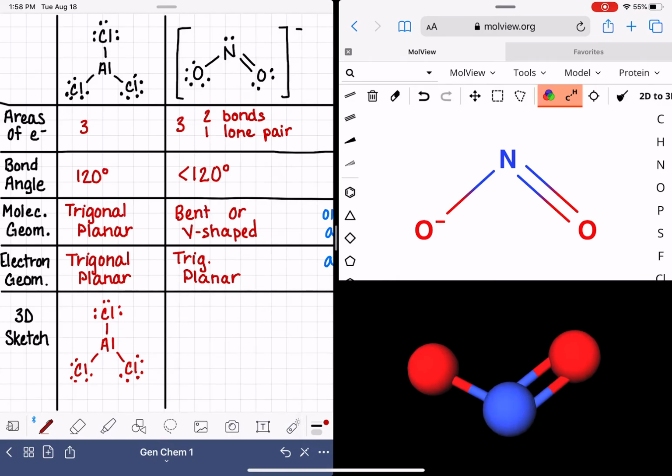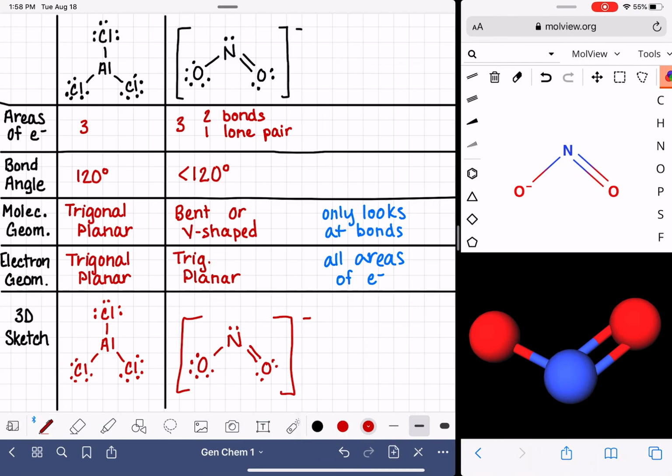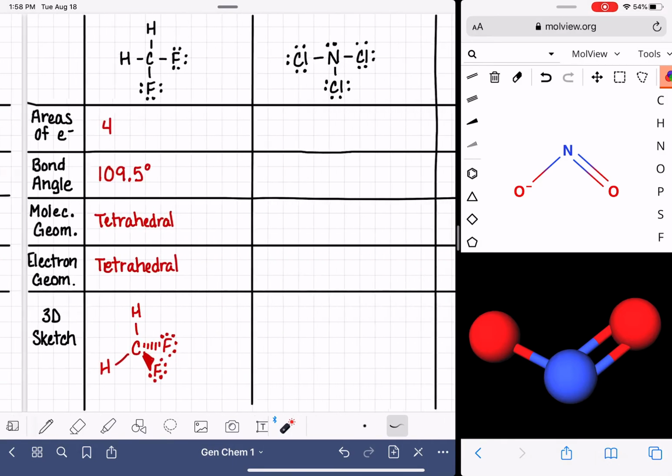If we wanted to draw this molecule three-dimensionally, we really wouldn't have to worry about it because it already is drawn in a way that represents the shape of the molecule. So there's a three-dimensional drawing. And as far as having three areas of electron density for our trigonal planar electron geometries, this is all that we have to think about. So let's move on to 4 areas of electron density.